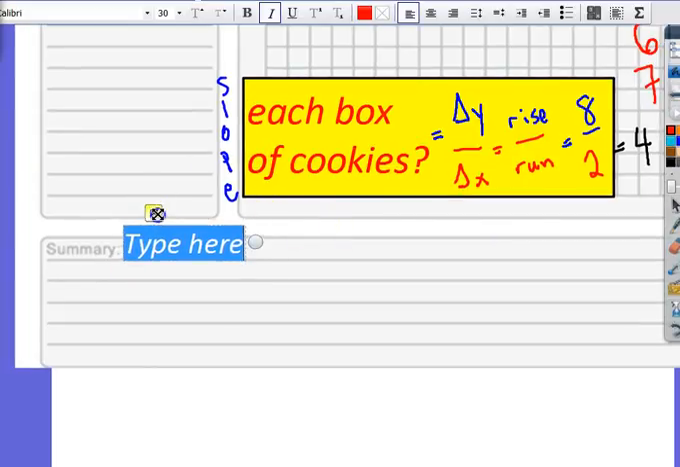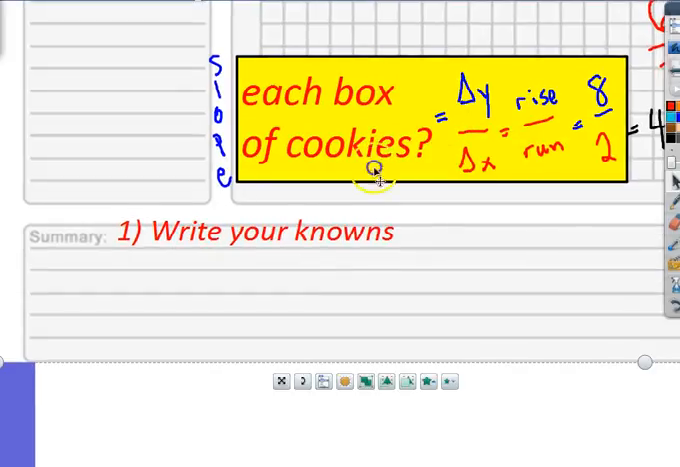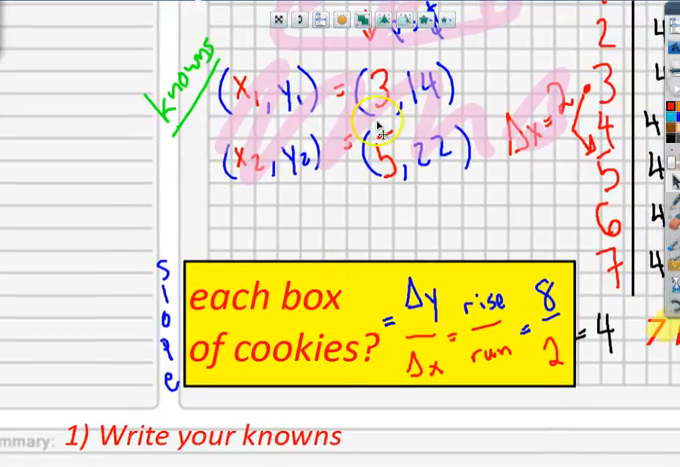Alright, so the first thing that we did was write your knowns. One of my students in my previous class said the clues. So they said first we wrote down the clues. In this case, the knowns or the clues were the 2 points that we wrote down. X1 and Y1 was 3 boxes of cookies and $14, and X2 and Y2 was 5 boxes of cookies worth $22.